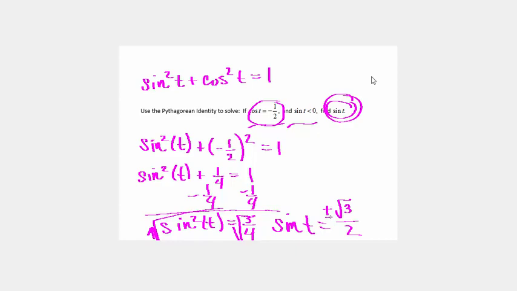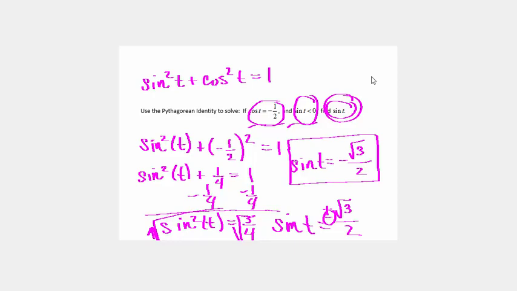However, this is where the other part of the problem comes in. We were told that sine of t is less than 0 or negative, which means I want to use the negative out of my two options for plus or minus to get my answer. So with that being the case, I will now say that the sine of t must be negative square root of 3 over 2. And that's exactly what we were asked to find.